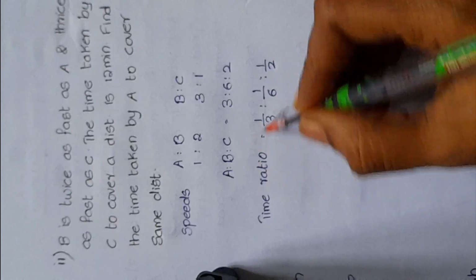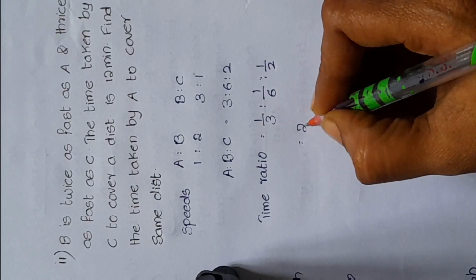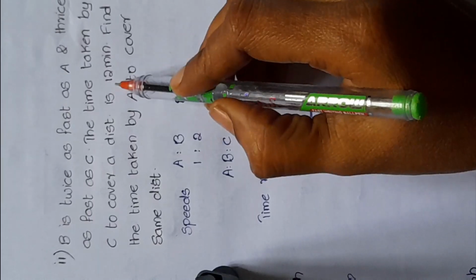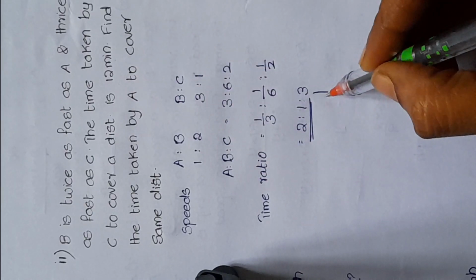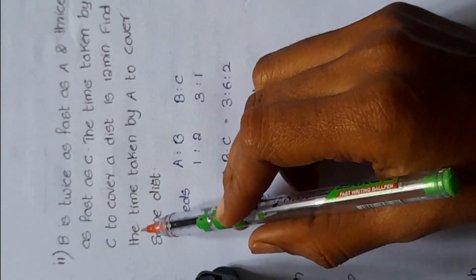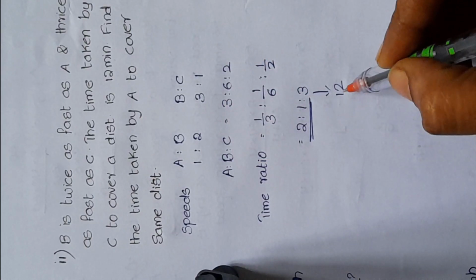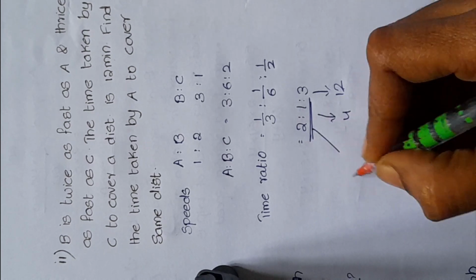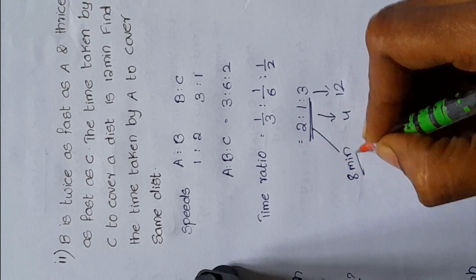1/3:1/6:1/2. Because time and speeds are reciprocal, the ratio becomes 2:1:3. This is the times ratio. The time taken by C is given as 12 minutes. So 3 parts is equal to 12 minutes. Find the time taken by A to cover the same distance. If 3 parts is 12, then 1 part becomes 4 minutes and 2 parts become 8 minutes.